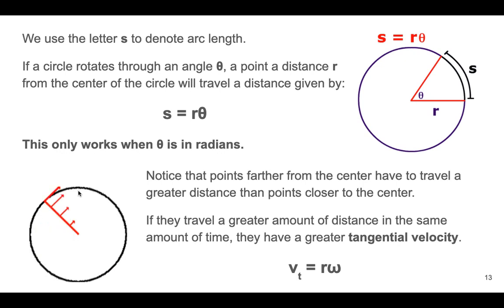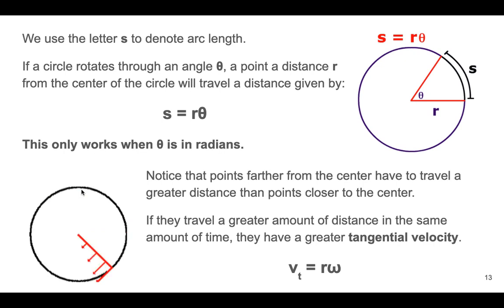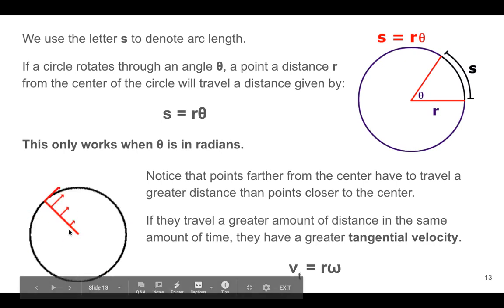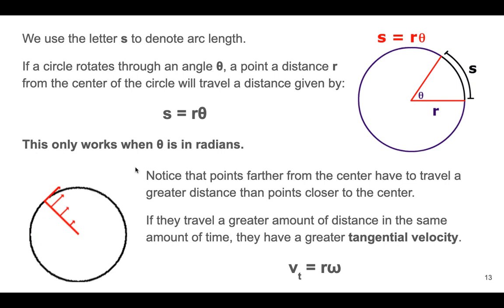So if you're looking at a point all the way on the outside, every time this thing goes around, it has to make this big circle here. So it's going a big distance d. If you're looking at a point closer to the middle, like this guy here, every time it goes around, it makes a much smaller circle. So it's going less of a distance d.